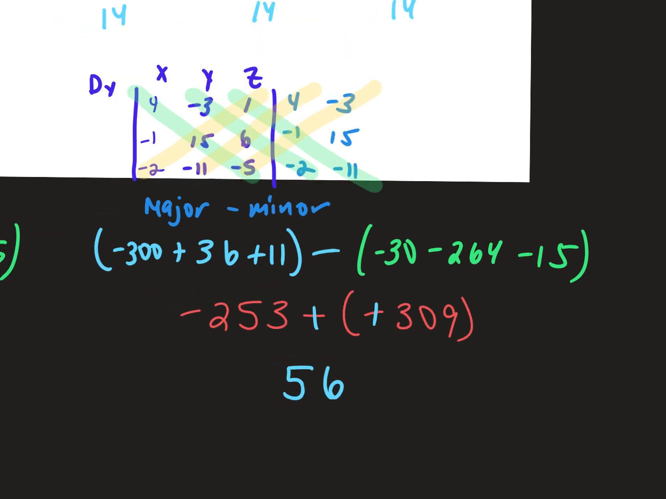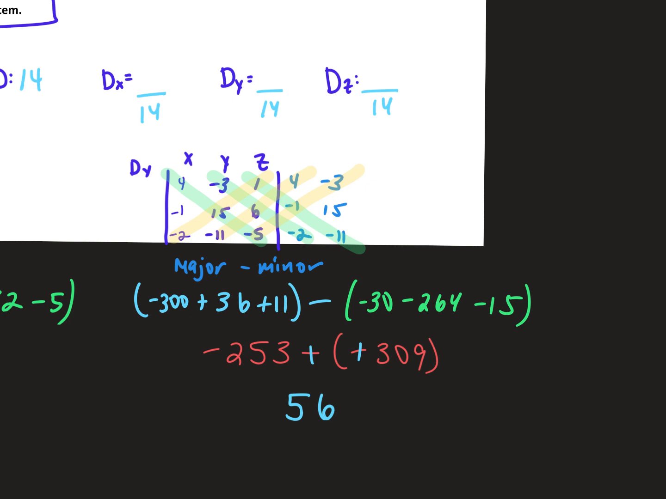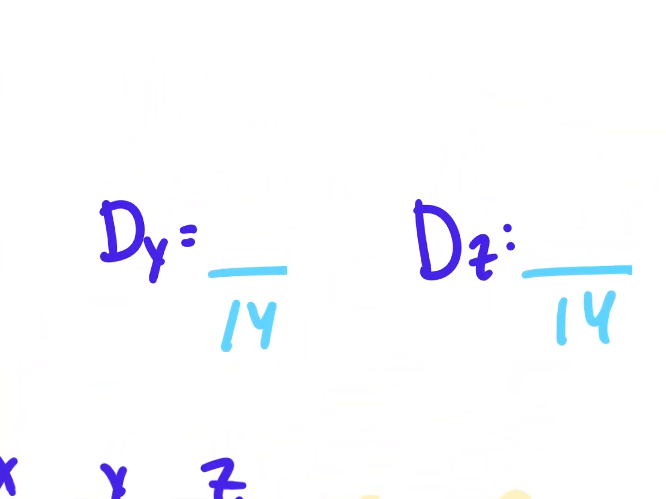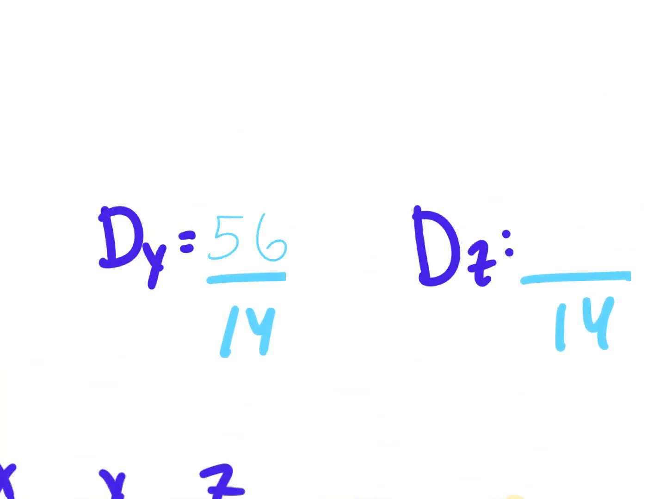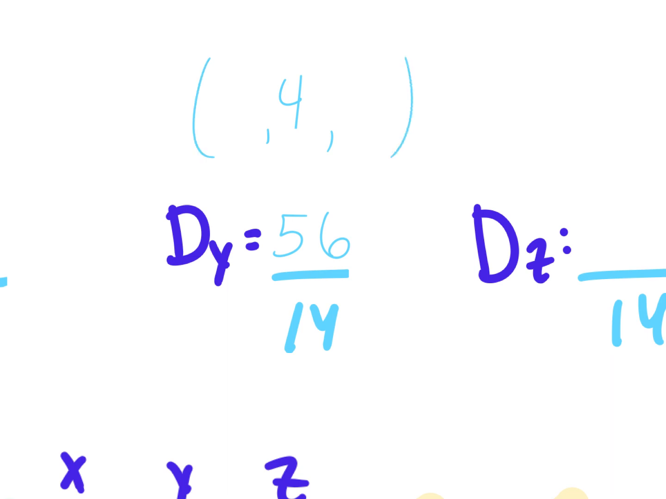What do I do with that? You put that 56 over 14. Does that divide pretty? Yes, it's 4. It does divide pretty. So the y part of your ordered triple is 4.